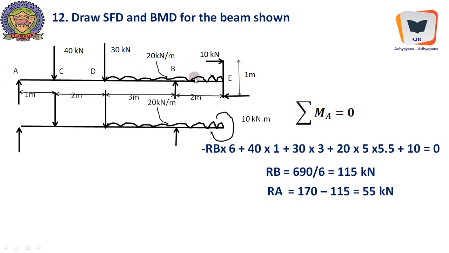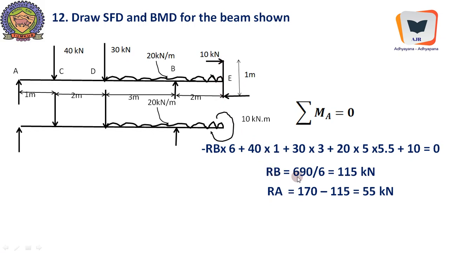20 into 5 is the equivalent concentrated load, which will be at 2.5 meters from this end. Therefore, since we are supposed to take moment with respect to A, it becomes 1 plus 2, 3, 3 plus 2.5, 5.5 plus 10. The readily available concentrated moment applied over here should not be multiplied again by the distance.